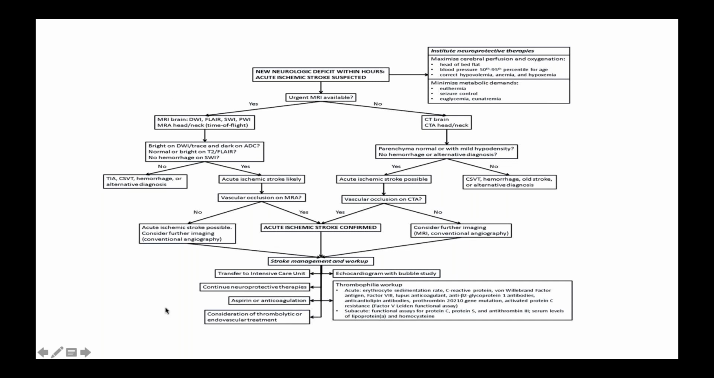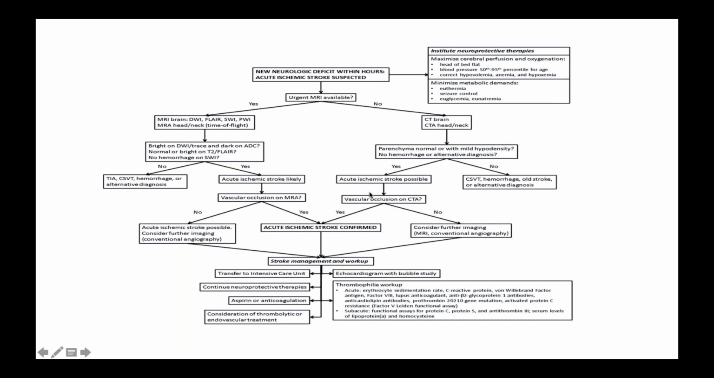So this is the approach, how do we go for it. In any child with suspected acute ischemic stroke, after giving neuroprotective therapy, we have to go for neuroimaging. If MRI is available, then we go for DWI. However, if it is not available, then NCCT along with angiogram is usually done. If the parenchyma is normal or there is a mild hypodensity with no hemorrhage, then acute ischemic stroke is there. However, if it is not there, then it could be CSVT, hemorrhage, anything.